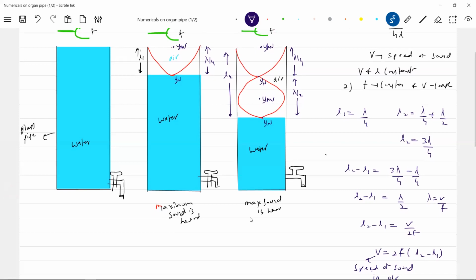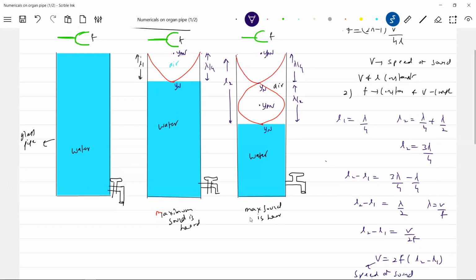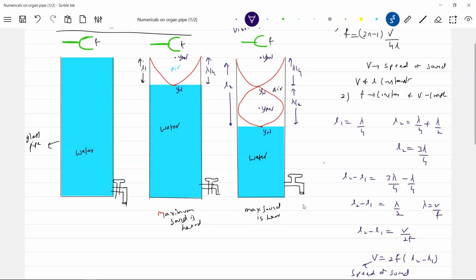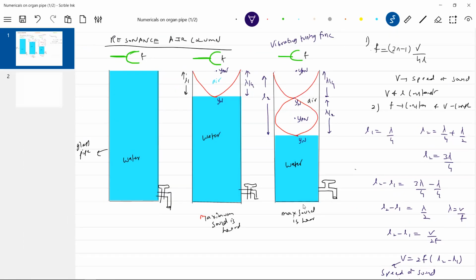So when is maximum sound heard? Only when the length of the air column is equal to the resonating length. These L1, L2 are called resonating lengths. So I'll decrease the level of water further. I'll get one more, and one more. We can keep on decreasing the level. I don't have space here. What will happen next? Again you'll get two end of loop. That resonating length will be L3.